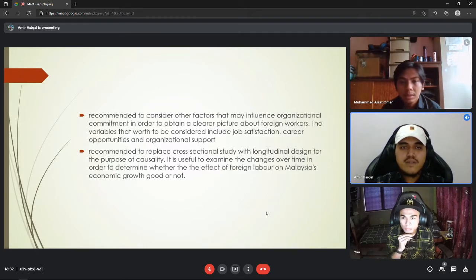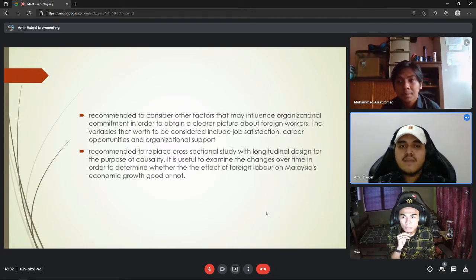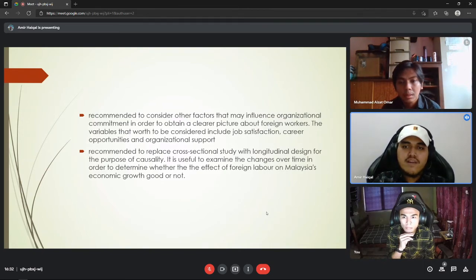Okay, the last one is recommended to replace cross-sectional study with longitudinal design for the purpose of causality. It is useful to examine the changes over time in order to determine whether the effect of foreign labor on Malaysia's economic growth is good or not.